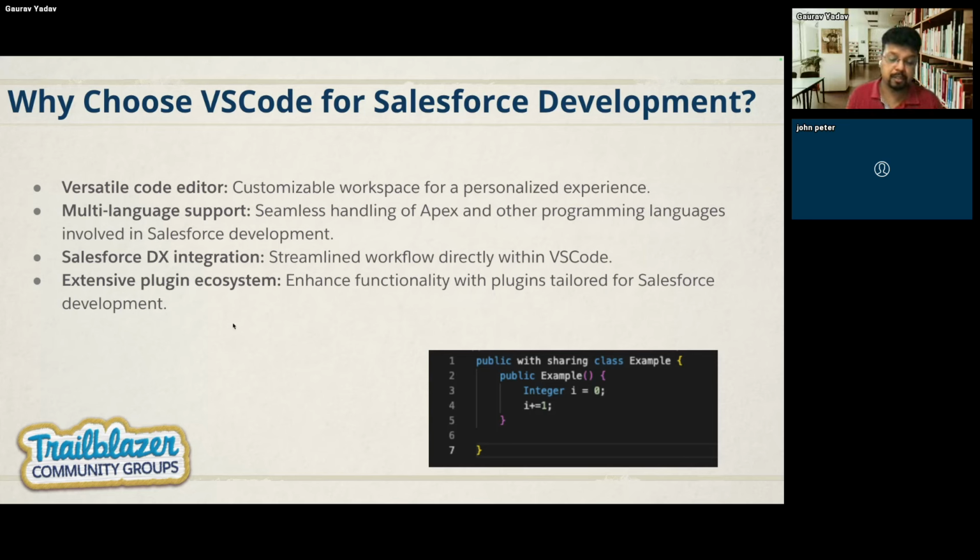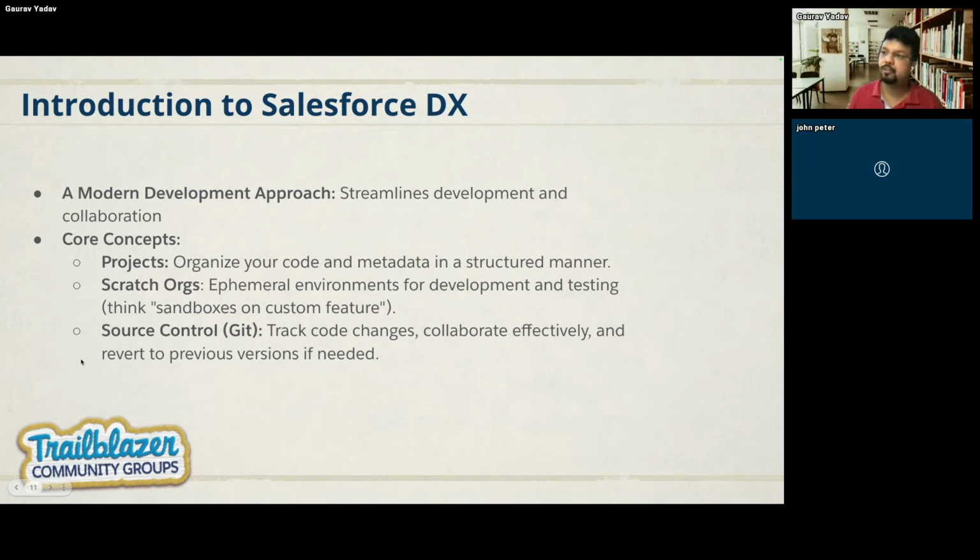As I stated, in the developer console you cannot install any plugins. Plugins are like extensions in Chrome, which you can install to increase your day-to-day productivity. In the same way, in VS Code you can install a lot of plugins, and that will increase your productivity. Some of the plugins are already provided natively by Salesforce. And VS Code has its own marketplace where you can install a lot of plugins, free as well as paid, depending on your need.